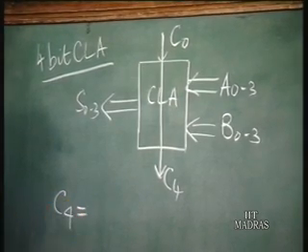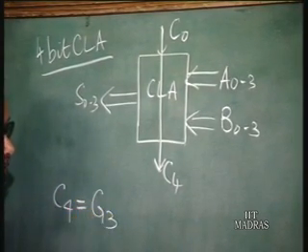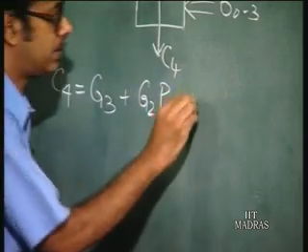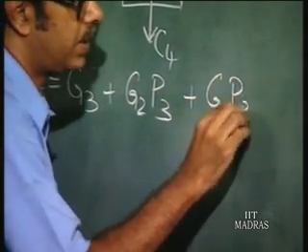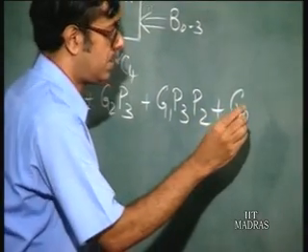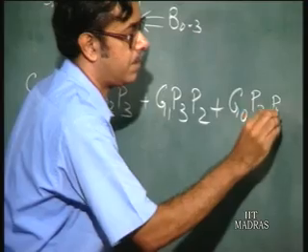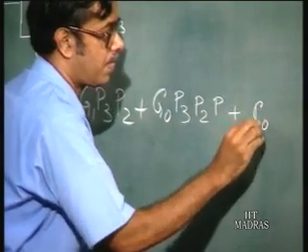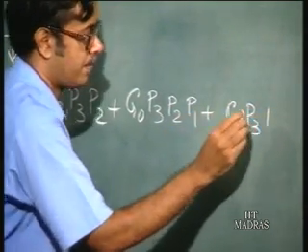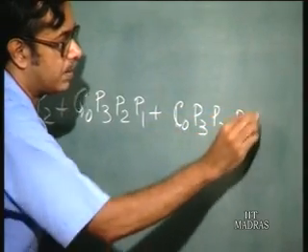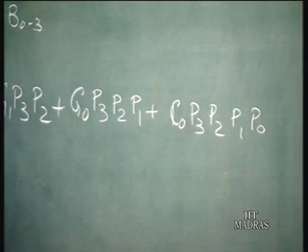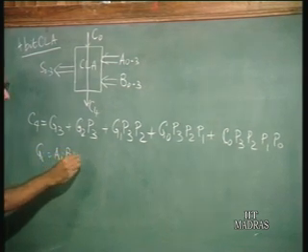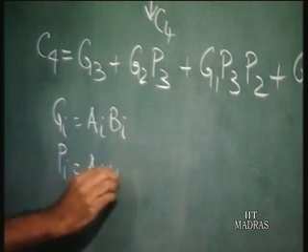We have C4 is equal to G3 plus G2 P3 plus G1 P3 P2 plus G0 P3 P2 P1 plus C0 P3 P2 P1 P0. Now, what are the G's and P's? Gi is equal to Ai Bi, and Pi is the exclusive OR of Ai and Bi.